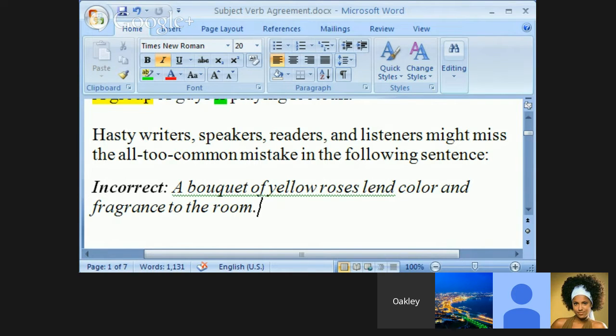Oh my goodness. A bouquet of yellow roses, half length, trying to add color and fragrance to the room. Have lent? Well, okay. You're changing it by changing the verb tense. Yeah, you could do that.